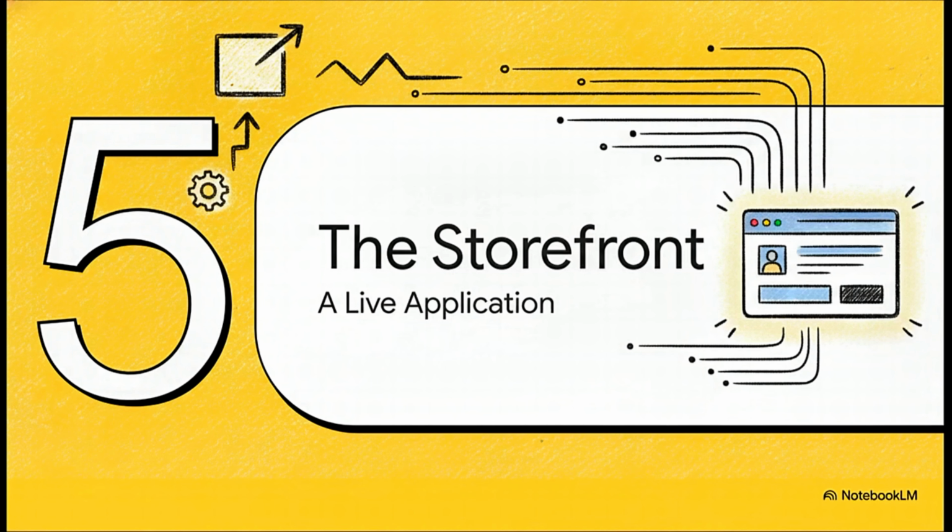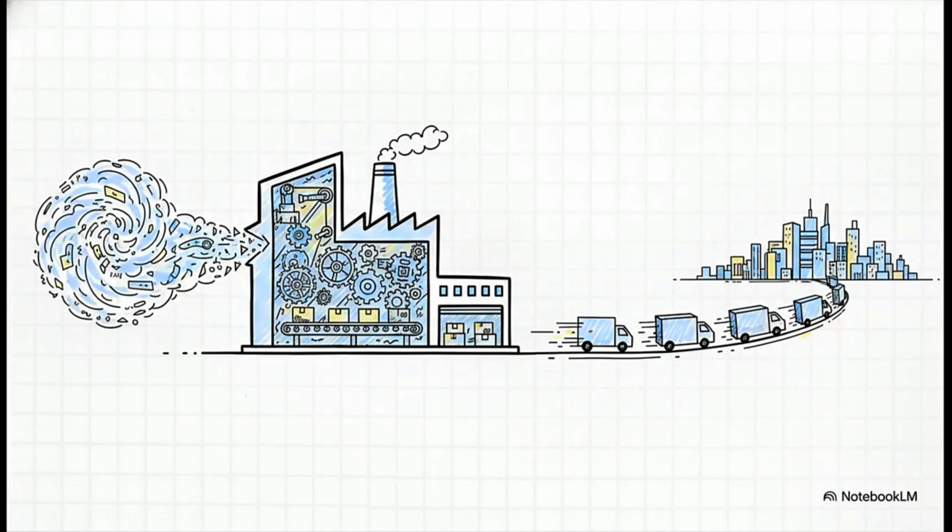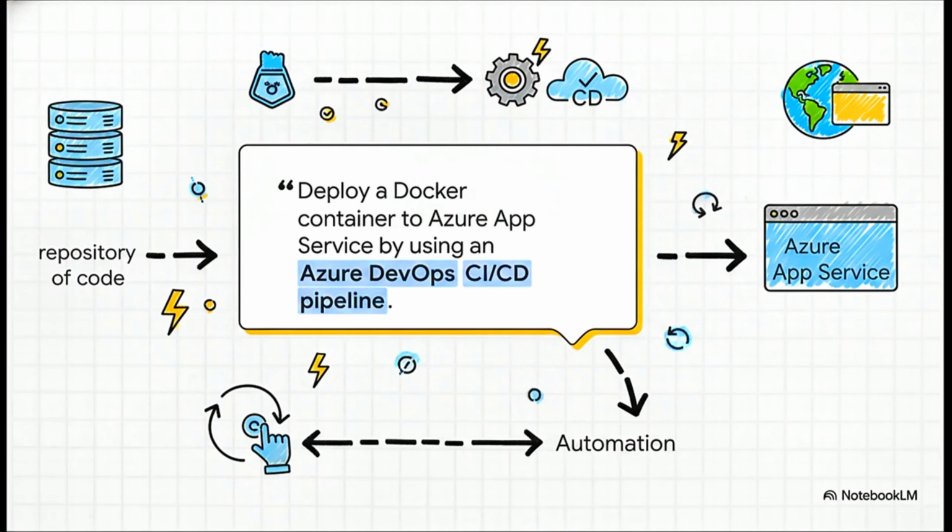So, after all that automation, all that building, packaging, and deploying, what do we actually have to show for it? We have a live, working application. The machinery we set up is now fully operational. The assembly line took the code, the delivery fleet took the package, and now the product is on the shelf. The process is complete.